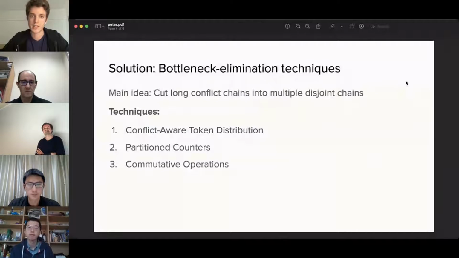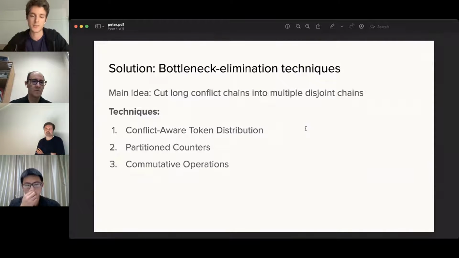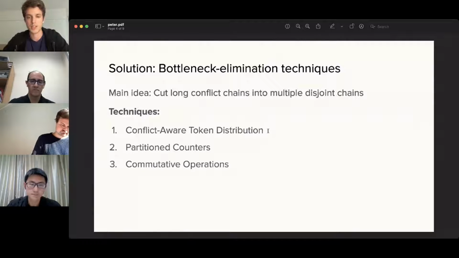So we propose some techniques to eliminate these bottlenecks. The main idea is that if you have a chain of transactions that are dependent on each other, we want to remove some dependencies so that we cut this chain into multiple independent chains that can be run in parallel. For instance, for token distributions, which is when from a single sender address you send many transactions to many receivers, the sender balance can become the source of contention or conflict. We propose conflict-aware token distribution, which means simply using 2 or more sender addresses instead of just one. Transactions from different sender addresses can be viewed as independent from each other.